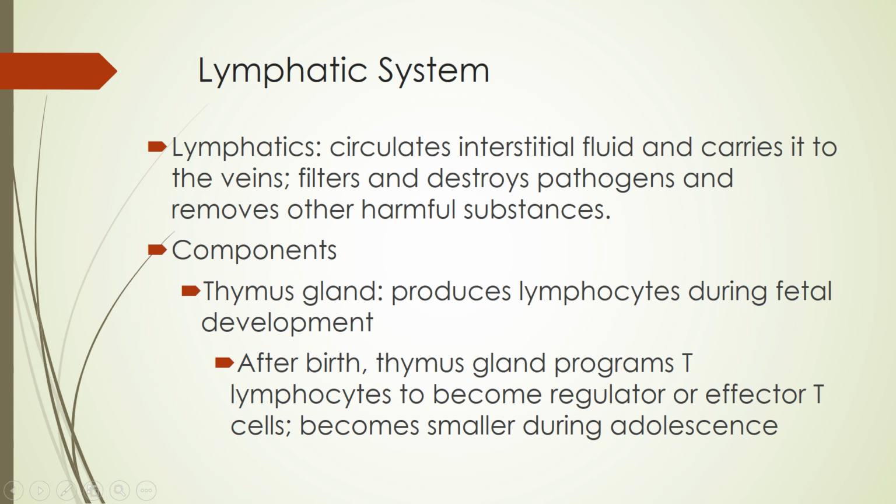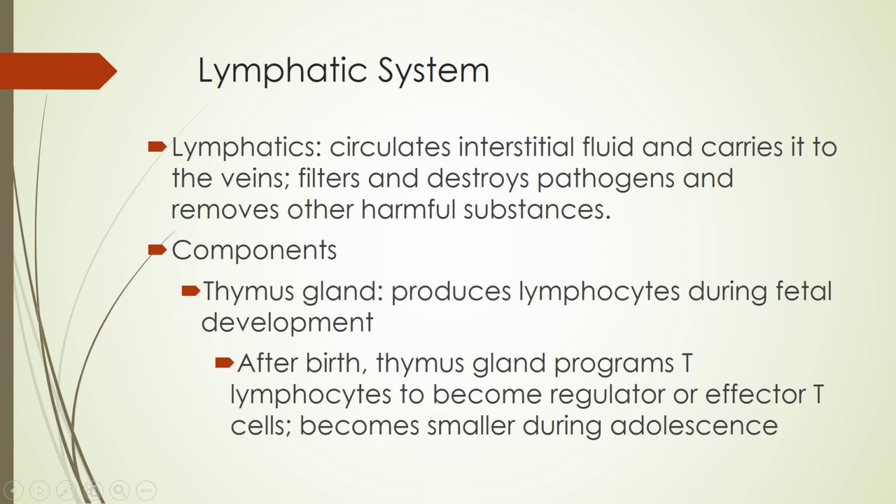The lymphatics circulate interstitial fluid and carry it to the veins, filter and destroy pathogens, and remove other harmful substances. Components: there's the thymus gland, which produces lymphocytes during fetal development. After birth, the thymus gland programs T lymphocytes to become regulator or effector T cells, and it becomes smaller during adolescence.